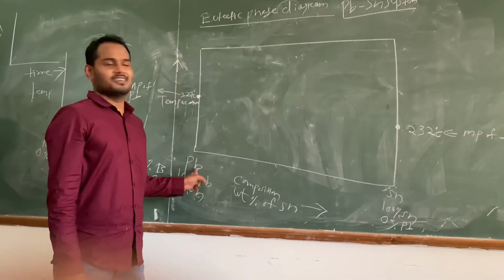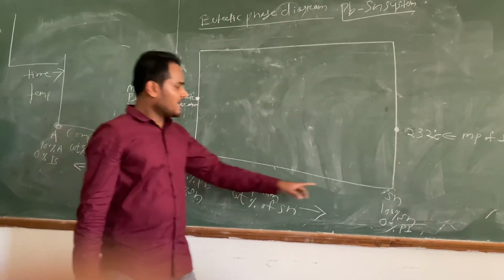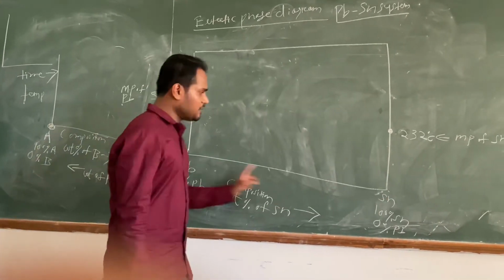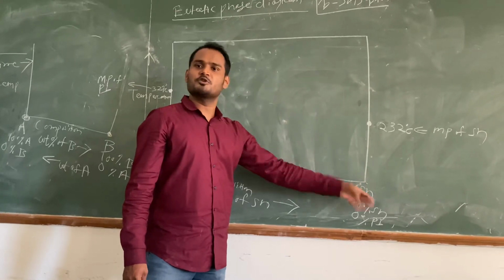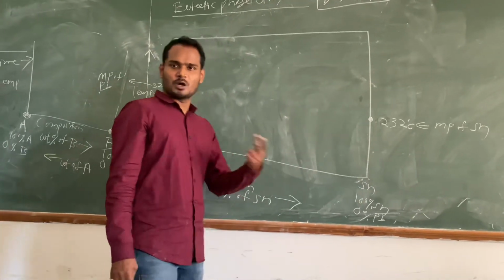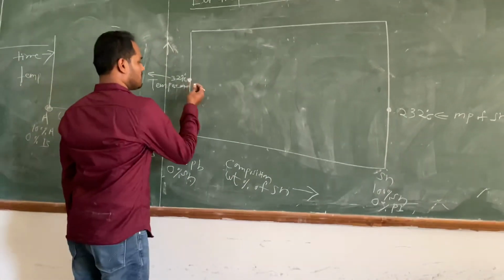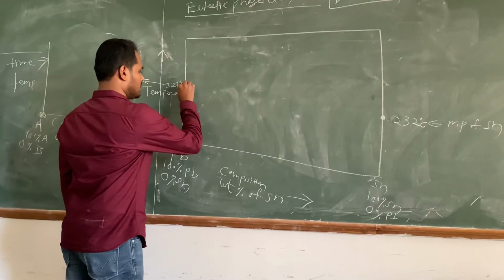It will not be fixed. It was initially 327. And similarly, suppose I add lead into the tin. It was 232, but the melting point will not be 232. It will change because two components are there. So how will the phase diagram be? The phase diagram will be like this.